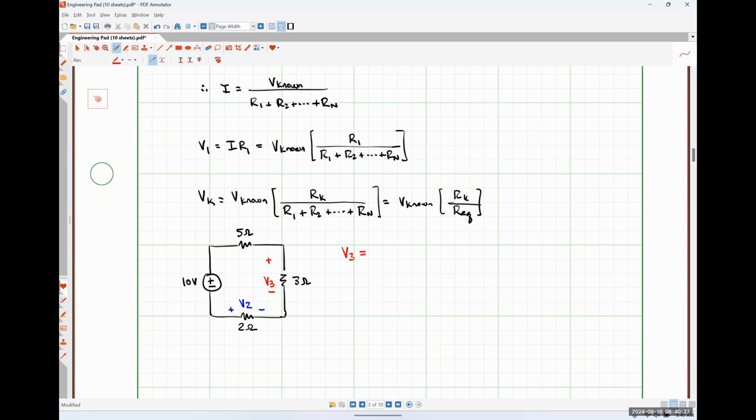So what's my known voltage, or the voltage drop across all of those resistors in series? 10 volts, the voltage that's being provided by my voltage source. What is the resistance of the resistor that I'm trying to find the voltage drop over? 3 ohms.